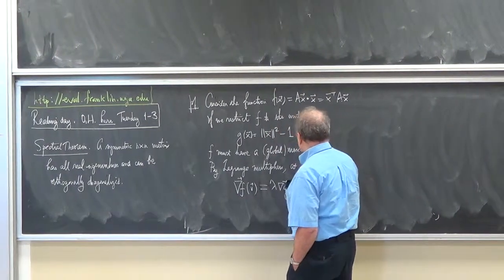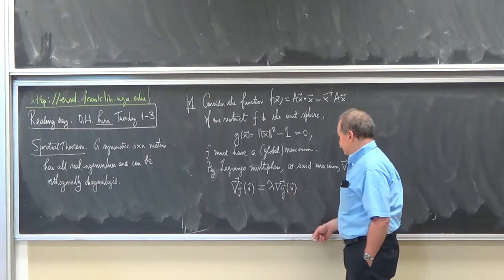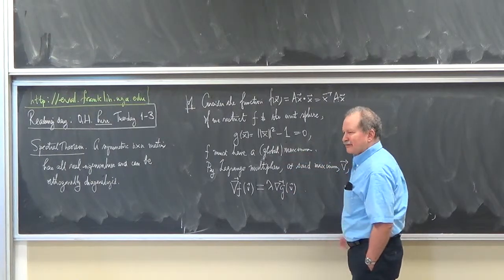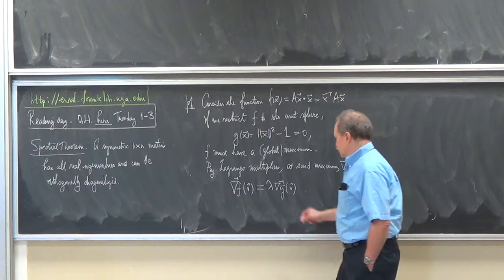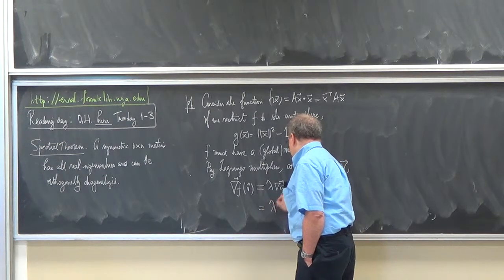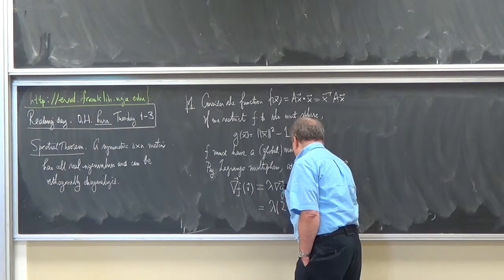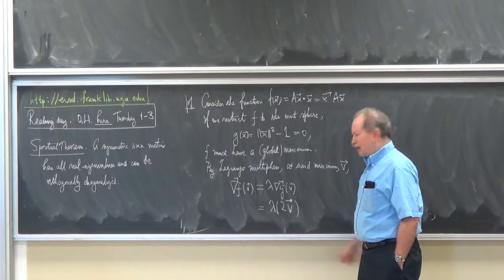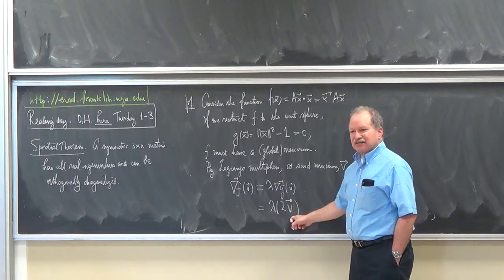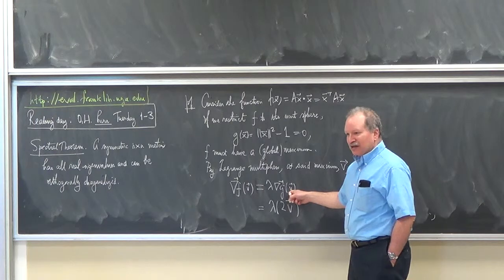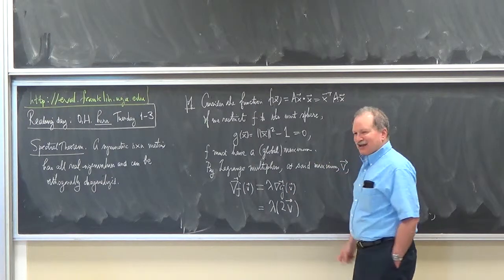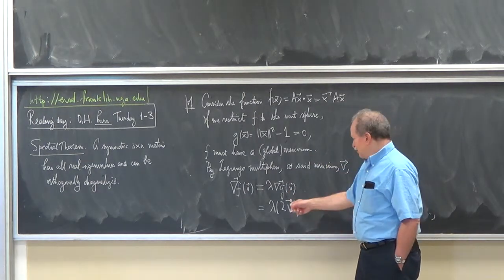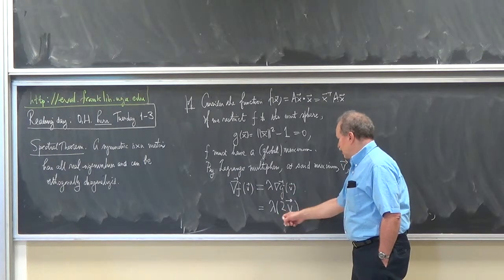So what is the gradient of g? Gradient of g is just twice the vector. Gradient of g at x is twice x. Since I'm evaluating at v, for reasons that you probably suspect, the gradient at the point v is 2v.